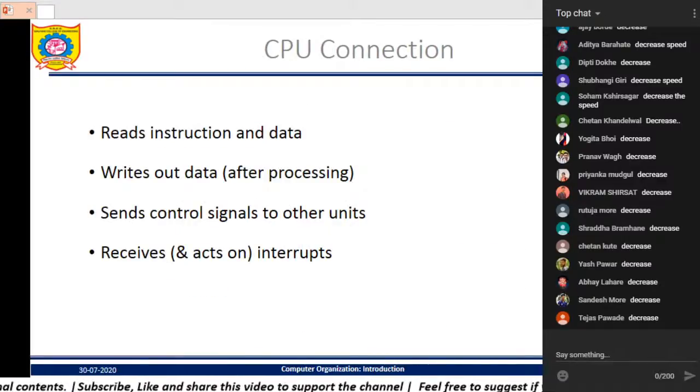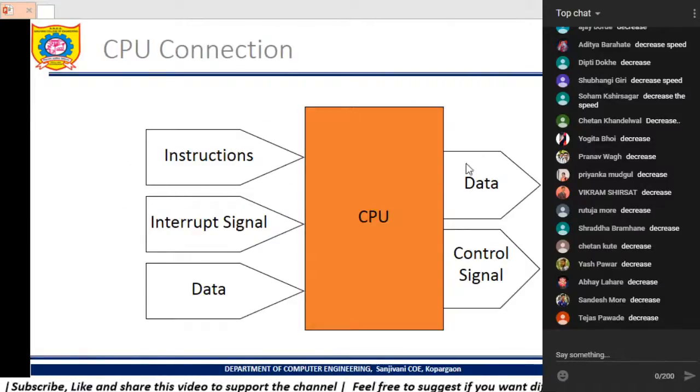So whatever I have said is here. Read instructions and data, write out data after processing. So this kind of data is after processing and this is before processing, like data required for processing and data after processing.